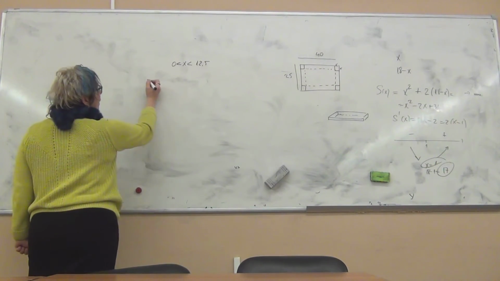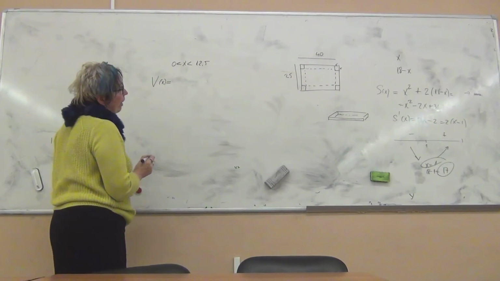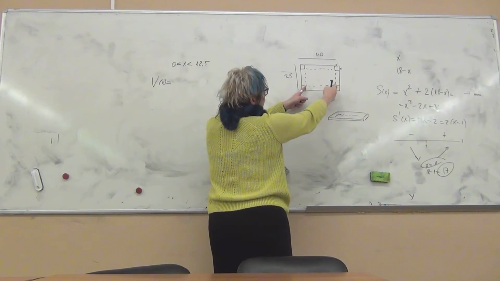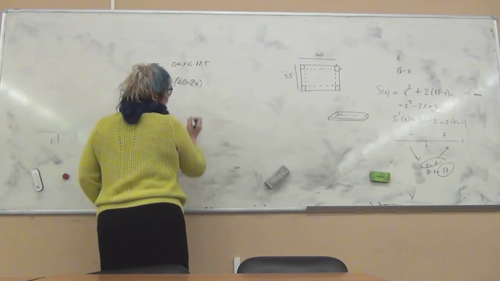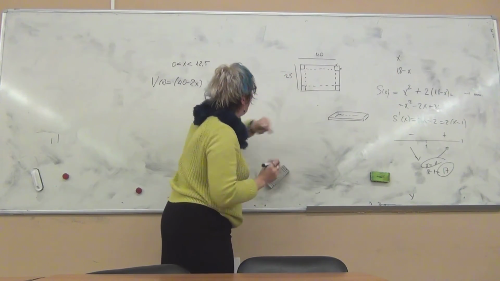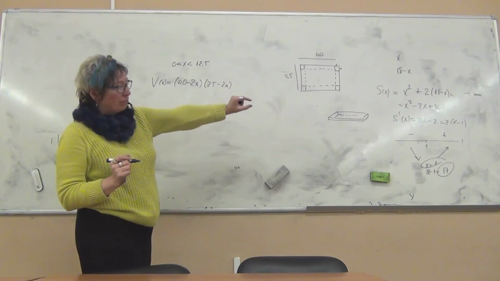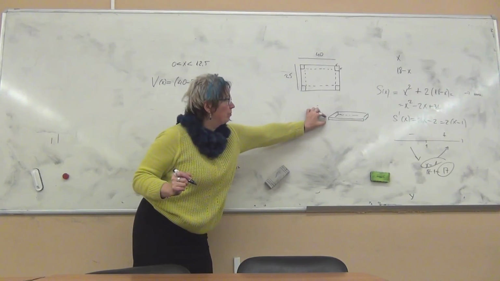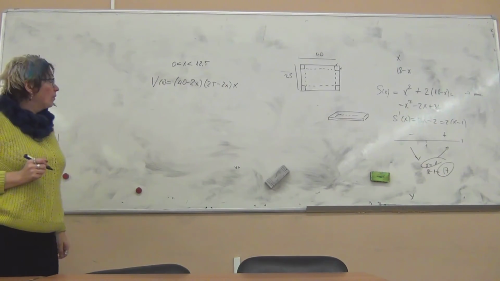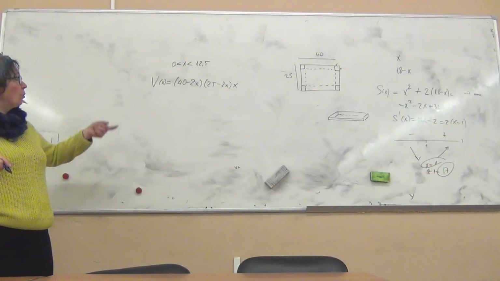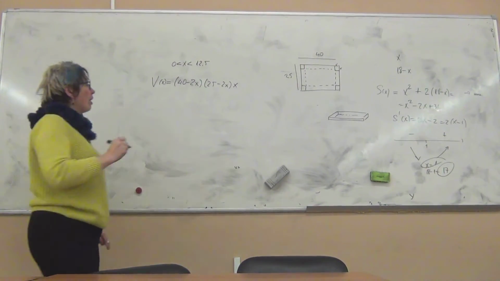So now what we have is the volume of this new box would be: the length is 40 minus 2x. The width of the base remaining is 25 minus 2x. The height will be just x. Okay, so this is the volume function, and obviously we should try to simplify it for the sake of deriving it more easily.